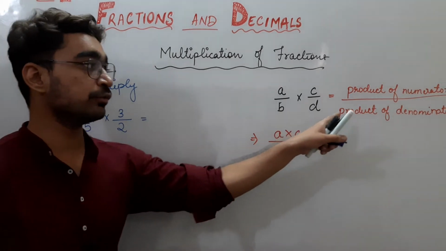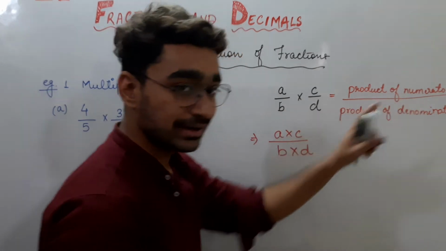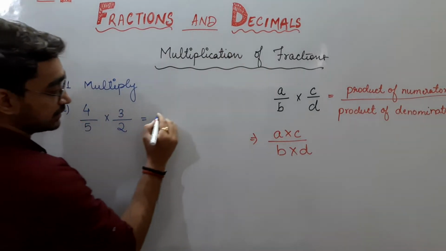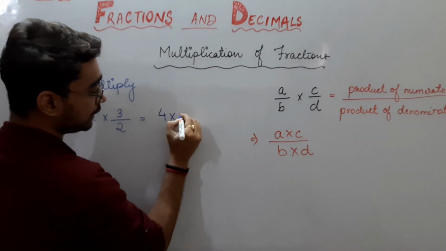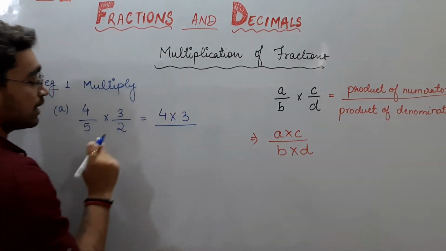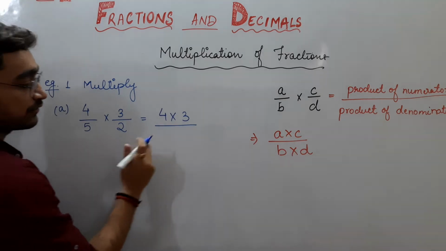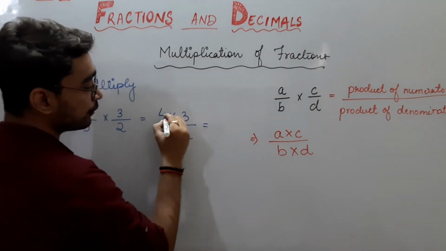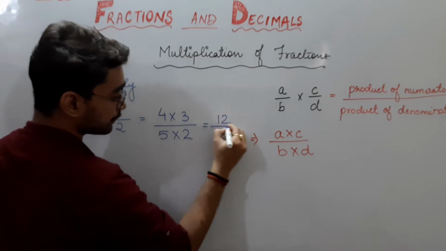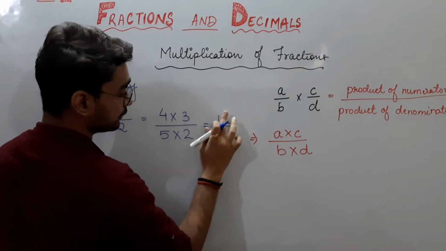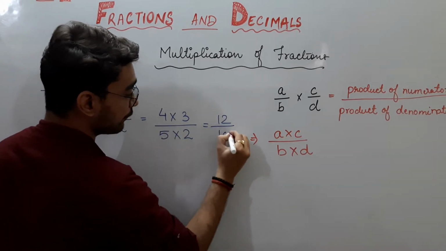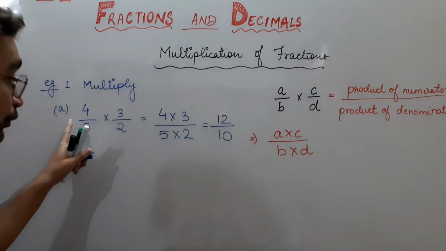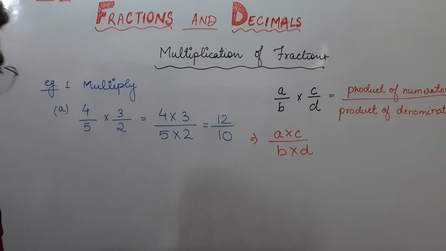As per the general rule, we have to find out the product of numerators. Product of numerators means 4 and 3. So 4 into 3 divided by product of denominators, 5 into 2. That will be 4 threes are 12, 5 twos are 10. So this is the answer, or the product of 4 by 5 and 3 by 2.